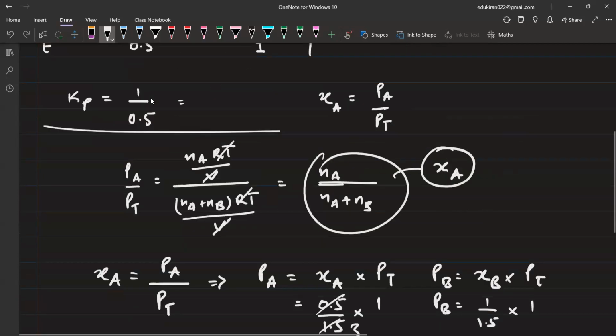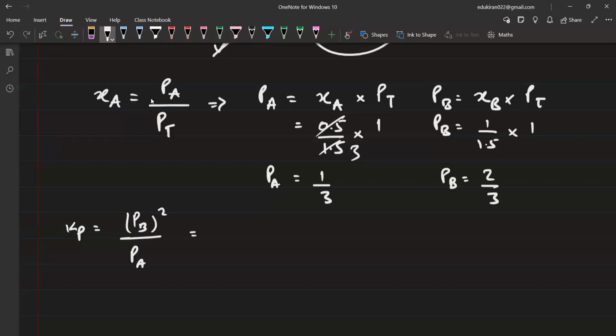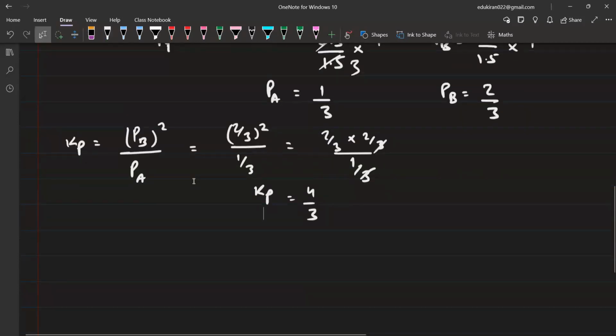So that was the equilibrium temperature. 180 was the equilibrium temperature. Equilibrium pressure, my bad. Then we have Kp. Kp will be equal to partial pressure of B square divided by partial pressure of A, because NO2 is having the stoichiometry 2. PB is equal to 2 by 3 square divided by PA is equal to 1 by 3. So it will be equal to 2 by 3 into 2 by 3 divided by 1 by 3. 3 and 3 will be cancelled, and it will be 4 by 3. So this is Kp.